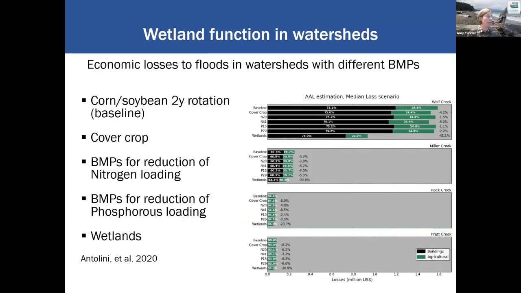For flood protection, here's a paper where they compared scenarios of the benefits of agricultural BMPs for flood risk reduction in terms of building and agricultural losses at watershed scales in Iowa. The authors found that the wetland scenario, compared to the BMPs for reducing nitrogen and phosphorus, using cover crops, or just the baseline condition, which is your general corn, soybean 2-year rotation, was most effective at reducing flood loss for all return periods and in all watersheds modeled.